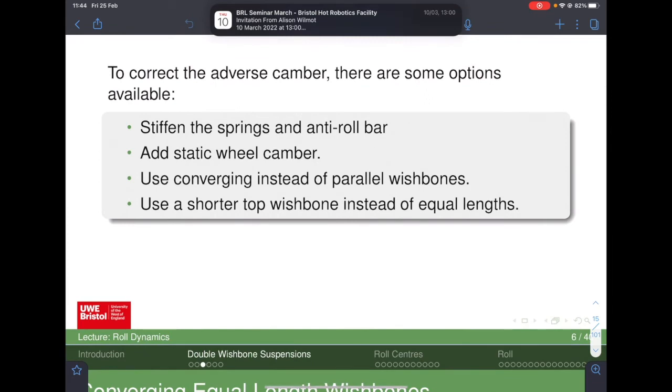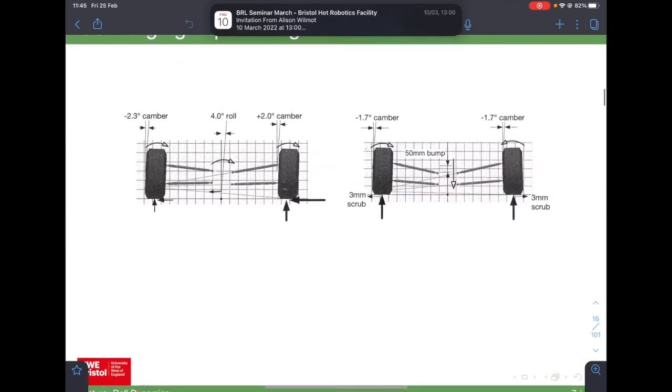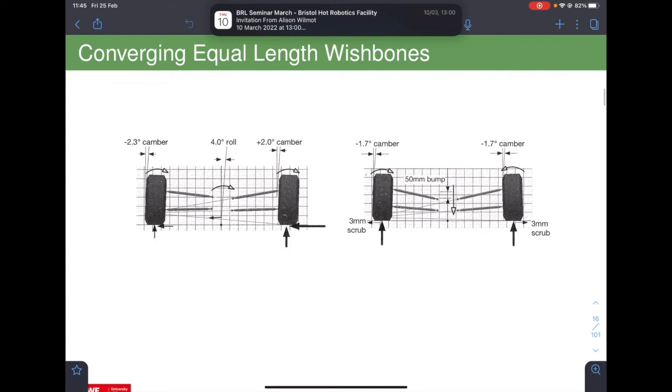So, obviously converging is where you've got two wishbones that are not parallel to each other. So instead of the big parallel to each other, you have the converging. And then this is short. So if we go to the next one. So this is converging. Okay, so those two planes are now not parallel to each other.